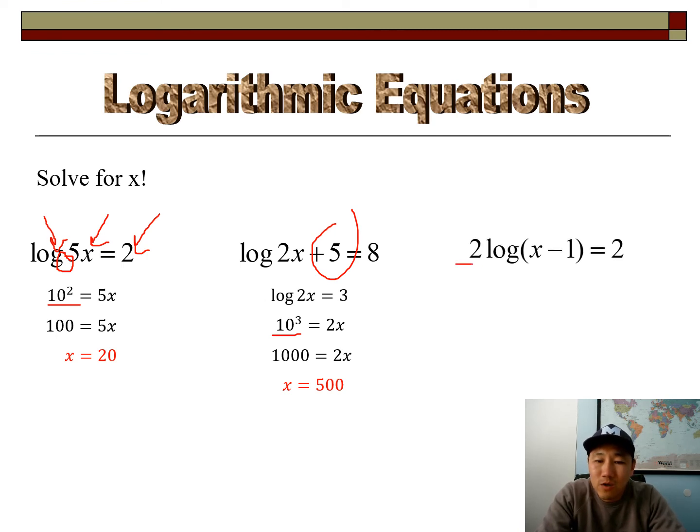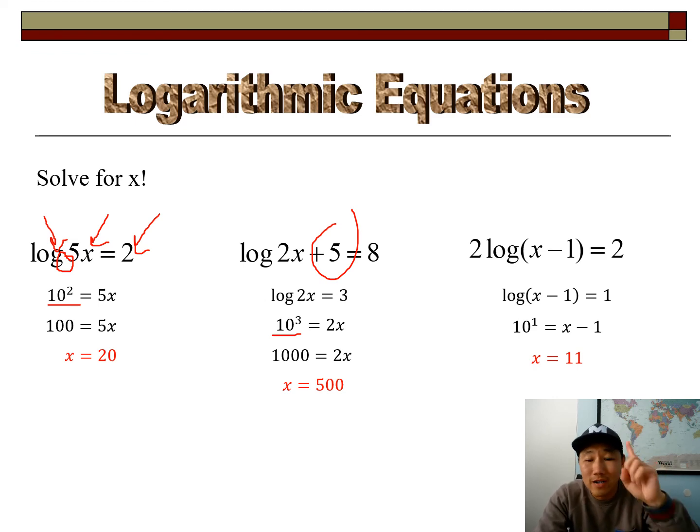First thing we want to do, get rid of this 2 by dividing both sides by 2. You have log of x minus 1 is equal to 1. Let me erase some of that. And then change it to exponential form. And then 10 to the first power is just 10. And then you add 1 to both sides to get 11. All right, let's do one last example.